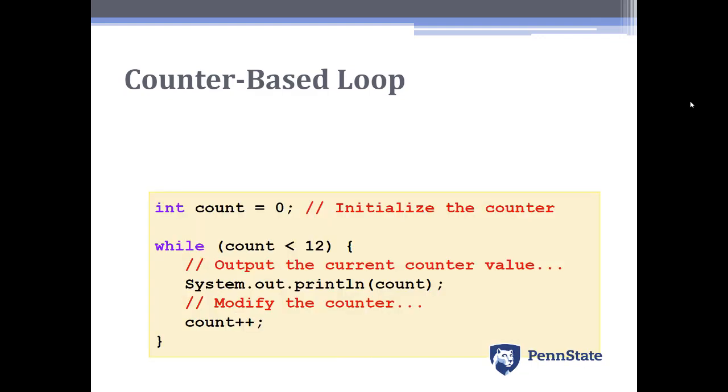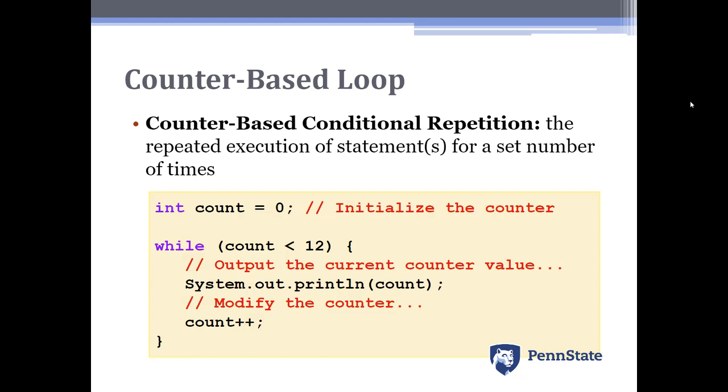Another type of loop we've seen is a counter-based loop, or counter-driven loop, however you want to say it. This is a basic idea known as counter-based conditional repetition: the repeated execution of statements for a set number of times. In other words, you know the number of times you need to repeat something in advance. In this case, we want this loop to go around 12 times.